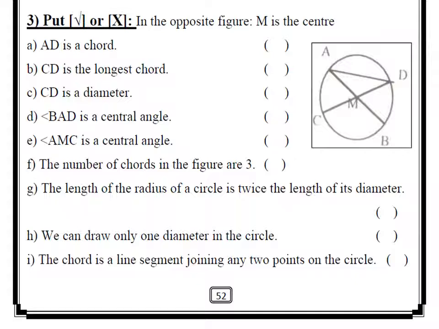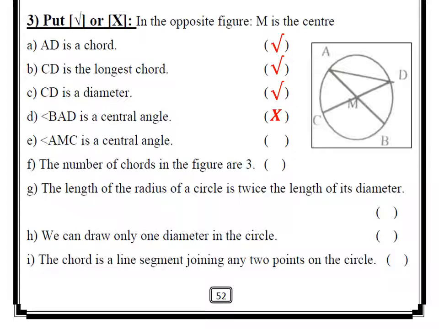Next, I'm asking you to put right or wrong in the opposite figure. M is the center. Okay, so is AD a chord? Yes, of course, it's a chord. CD is the longest chord. Yes, it's the longest chord where it's the diameter. CD is the diameter. Yes, as we just have said. Okay, angle BAD is a central angle. No, I am sorry, because it's not at the center of the circle, it is on the circle itself.